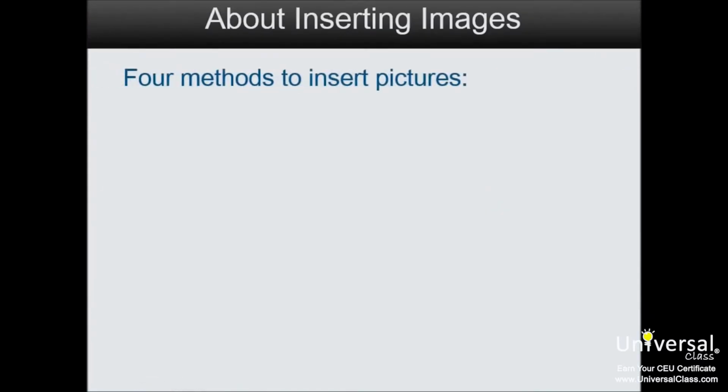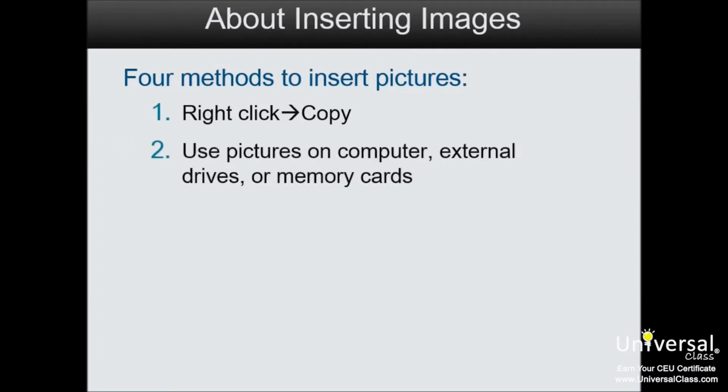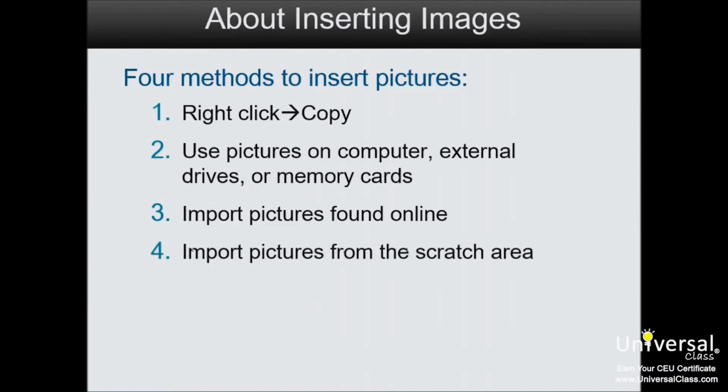There are four methods that you can use to insert pictures and clip art into your publications. You can right-click on an image and click Copy. You can do this for images you find online or on your computer. Then, click in your publication and select Paste. Or, you can use pictures you have saved on your computer, external drives, or memory cards, such as from cameras. Or, you can import pictures you find online using Bing, Facebook, and other sources. And lastly, you can import pictures to the Scratch area.